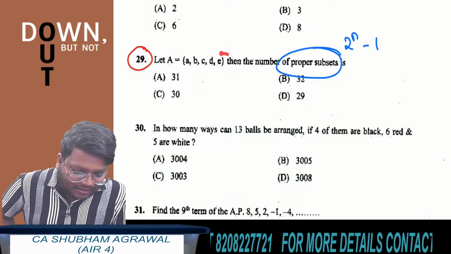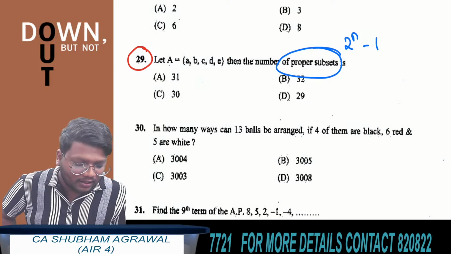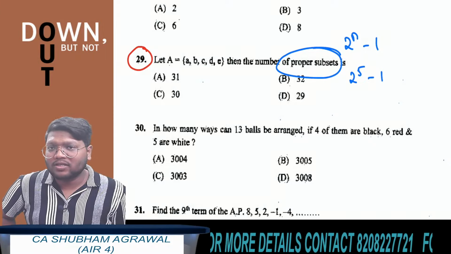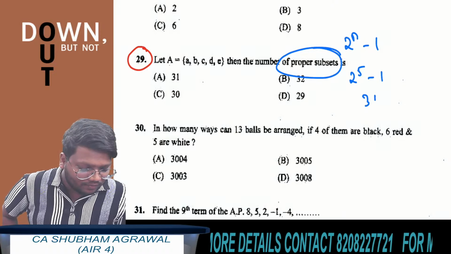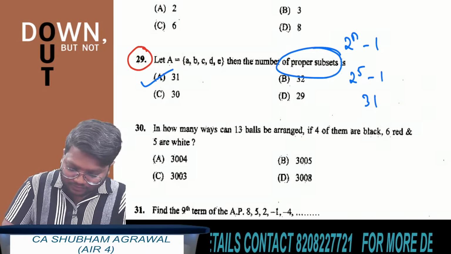Here how many elements are there? There are 5 elements in set A. So put the value of n as 5. 2 to the power 5 minus 1. 2 to the power 5 is what? 32. 32 minus 1 is what? 31. Which option is correct? Option A. Option A is the correct answer.